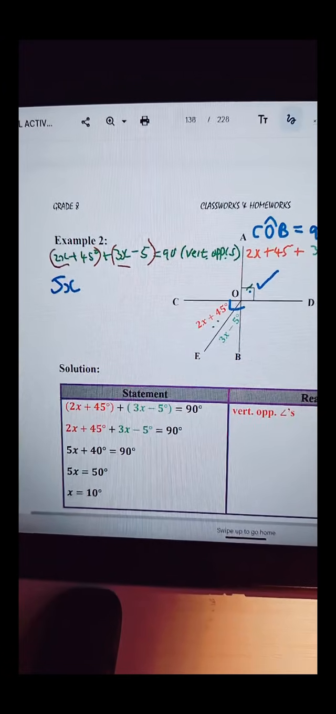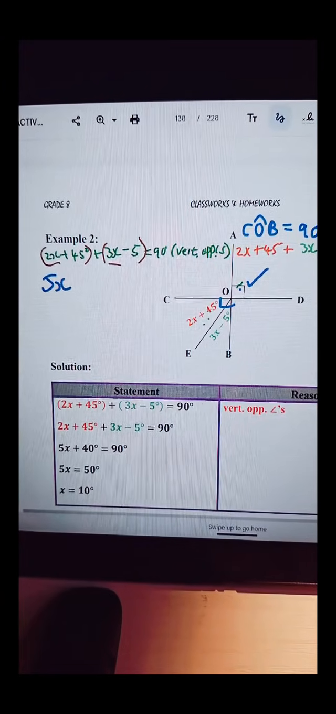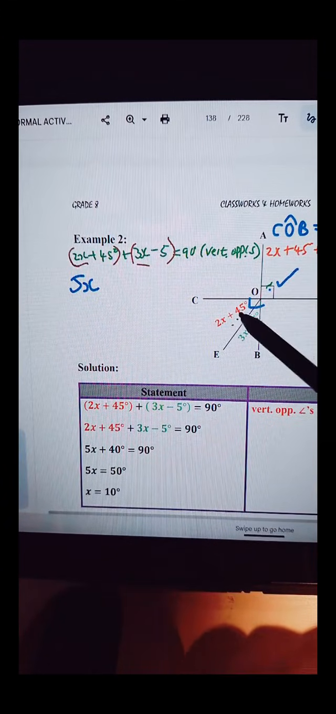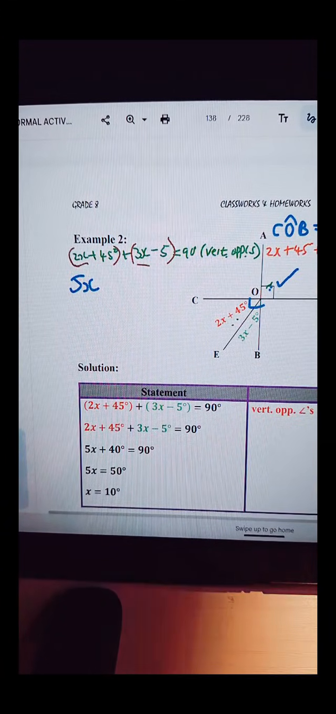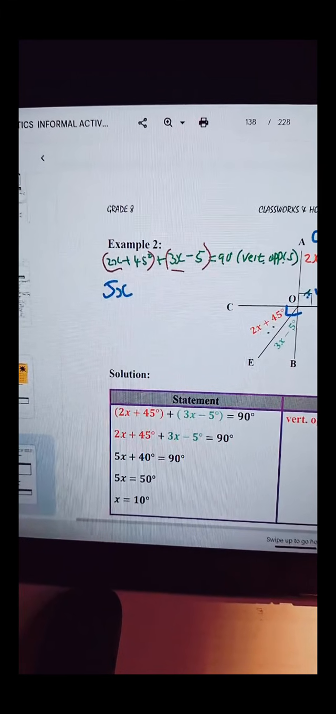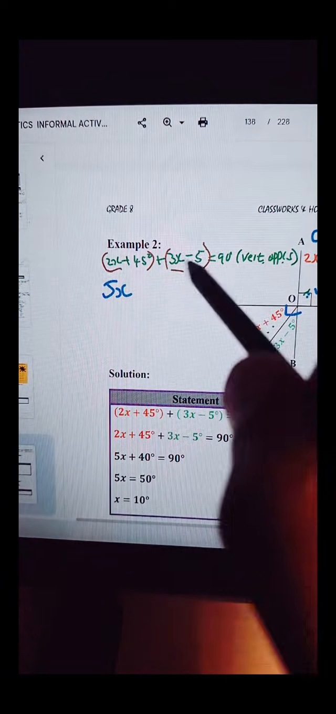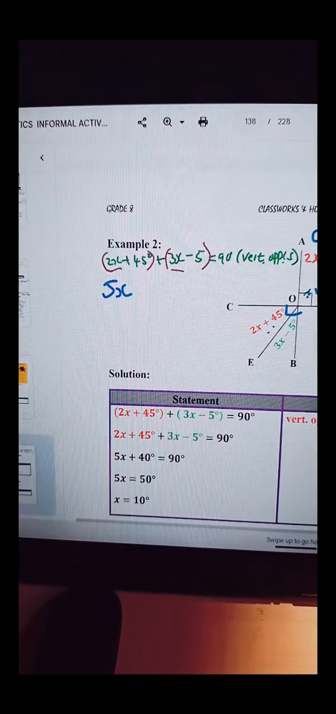COB is equal to 90. All right, vertically opposite angles, because the 90 is vertically opposite to this 90. Please, you can't say COB is equal to complementary. No, guys, no. We need a statement and a reason, but the statement must be an expression equated to a numerical value so that we can work it out.